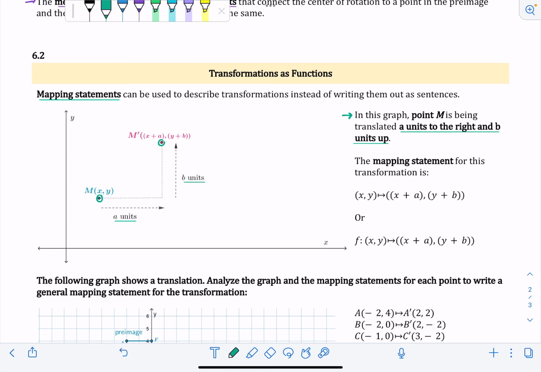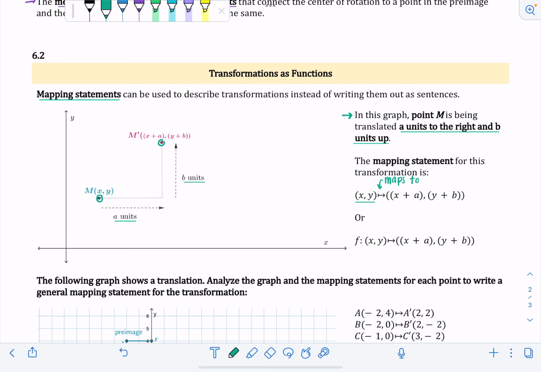If we had a bunch of problems, that would take a lot of time to write all out. So that's why we would use a mapping statement instead to write it a little bit quicker. The mapping statement for this would be the point x, y, and then this little symbol with the line and the arrow is read as maps to.